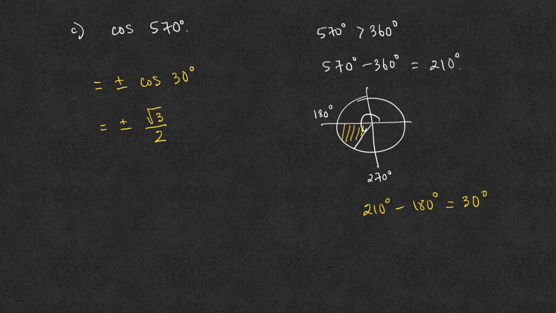We can't leave the answer with the plus or minus sign. This is an angle in the third quadrant. And since 570 degrees is in the third quadrant, we know that cosine needs to be negative, and so the answer is negative root 3 over 2.